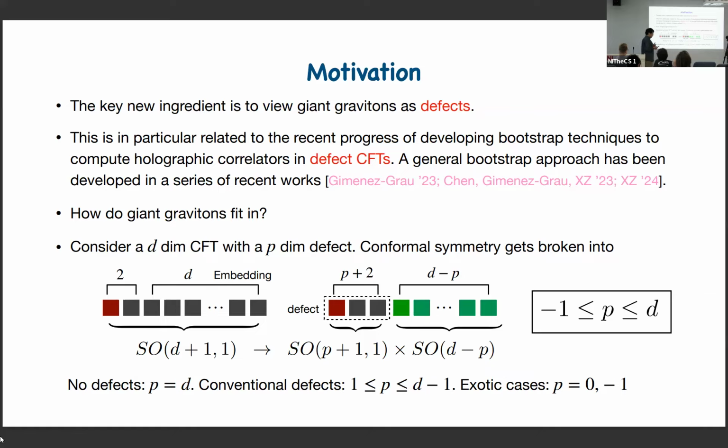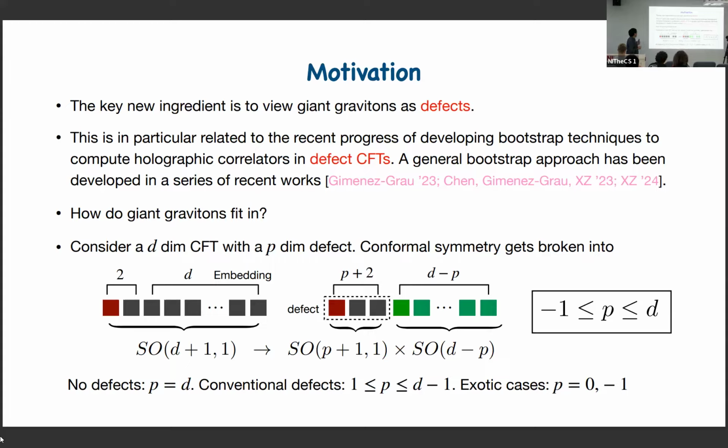In the previous lecture, I told you how we can use bootstrap ideas to compute holographic correlators in defect-free CFTs. But these techniques can actually be quite straightforwardly extended to theories where you have conformal defects. This extension has been developed in a series of recent works, which are about defects with generic dimensions.